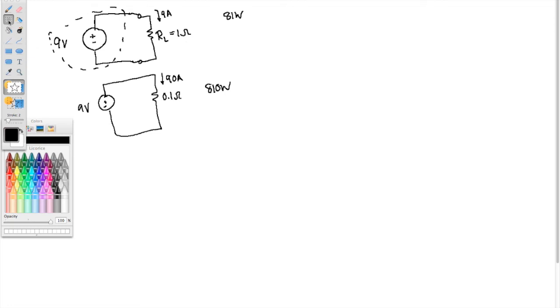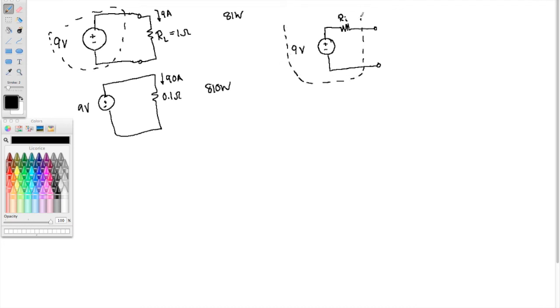Inside a battery, and we're not going to be too worried about the chemistry, there are a lot of complex processes going on inside that battery or inside any voltage source. Thevenin's theorem allows us to say, let's just approximate or lump all of those non-ideal things as an internal resistor, Ri, in series with the 9 volts. And this is how we are going to model our real voltage source.